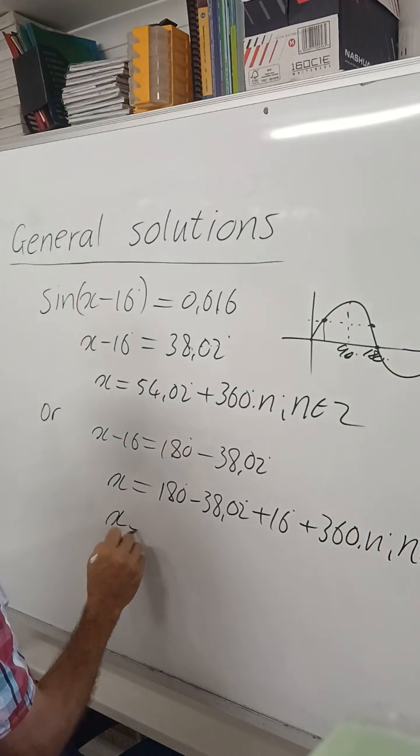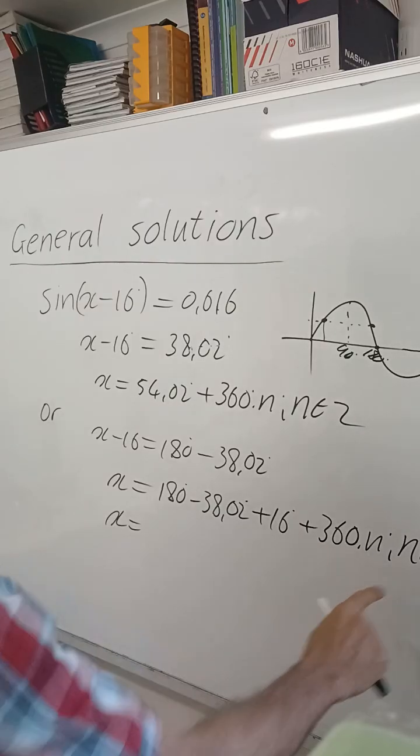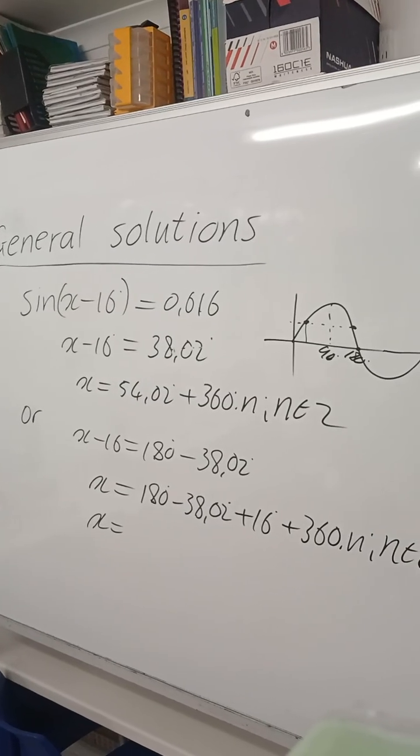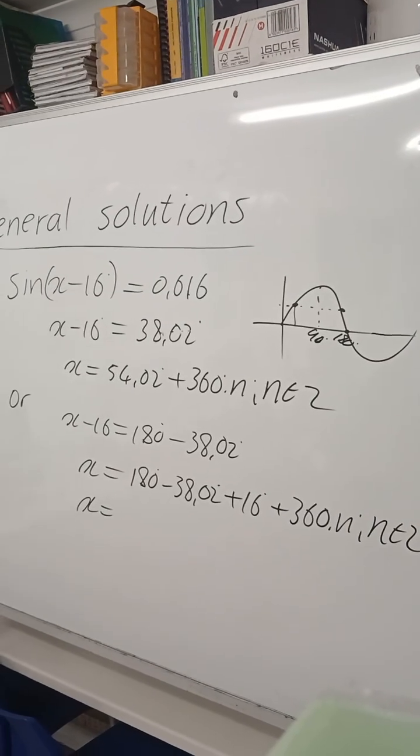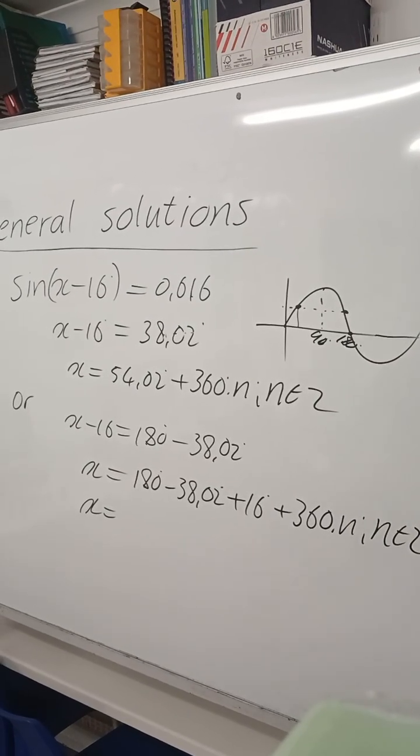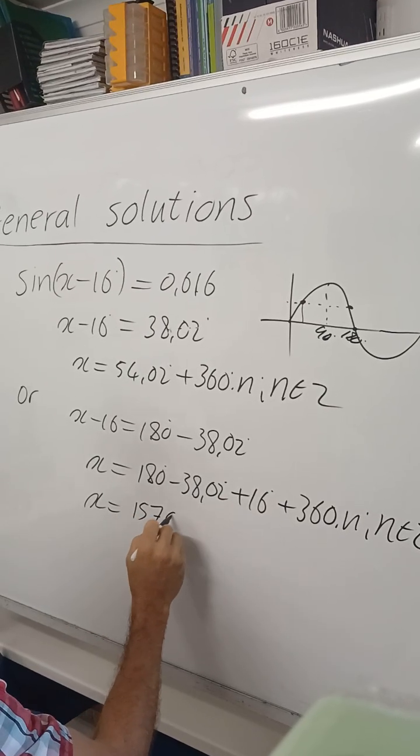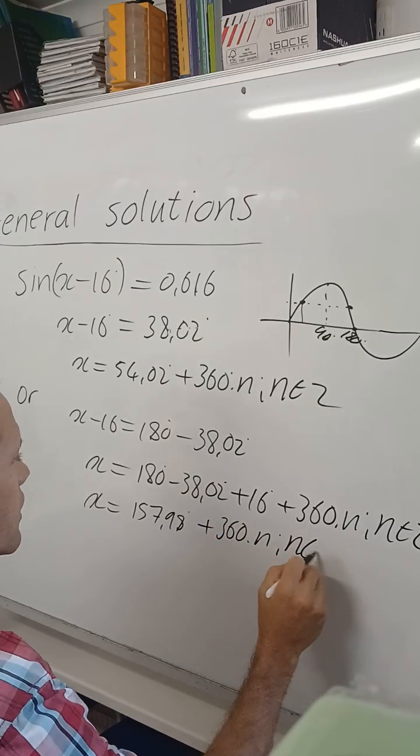Okay, so check for me: 180 minus 38,02 plus 16 gives you. No, not plus 360. The plus 360 times n is not part of that calculation. There's the n element of Z. So we're going to have 157,98. And then plus 360 times n, n element of Z.